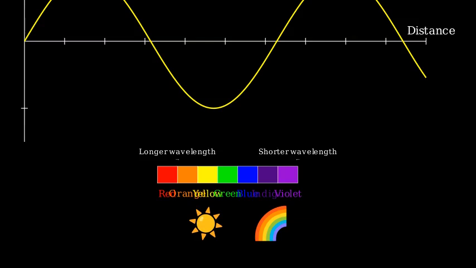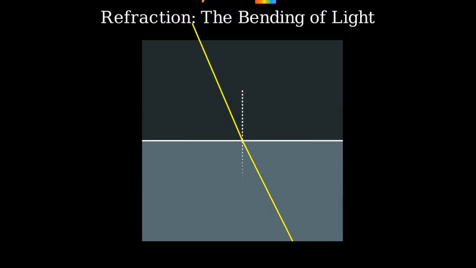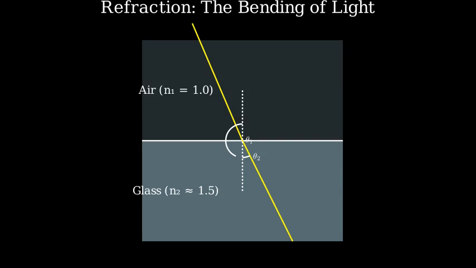Before we can understand dispersion, we need to understand refraction. Refraction is the bending of light when it passes from one medium to another. When light travels from air into a denser material like water or glass, it slows down and bends.